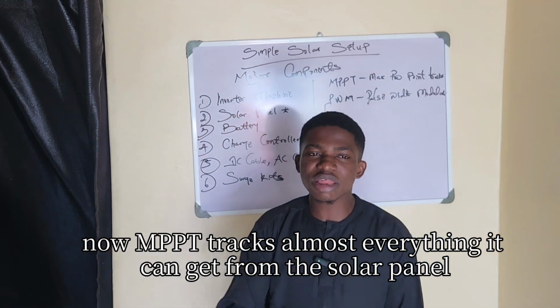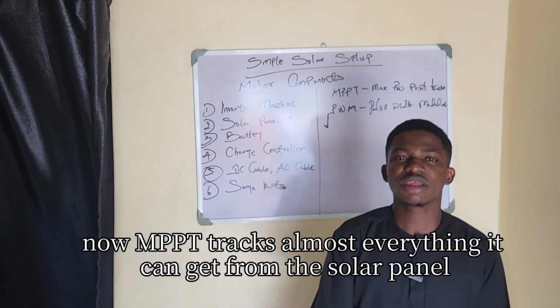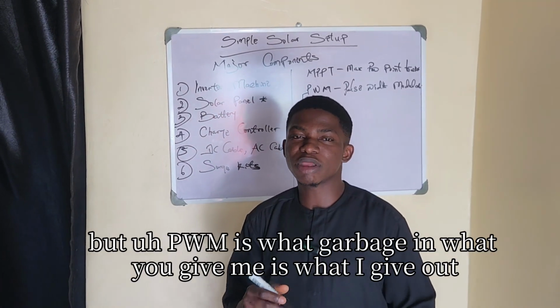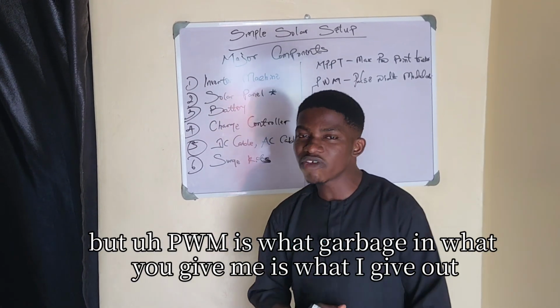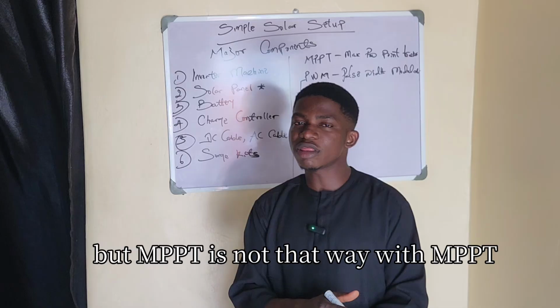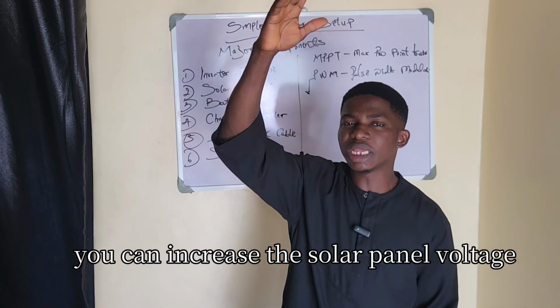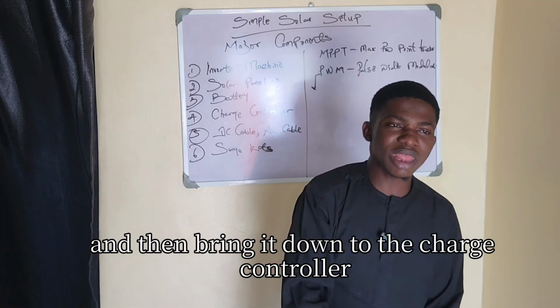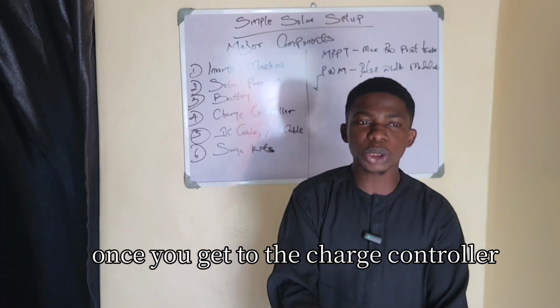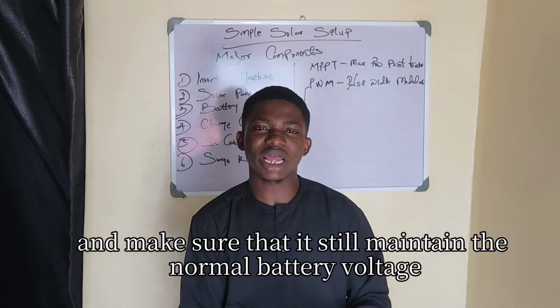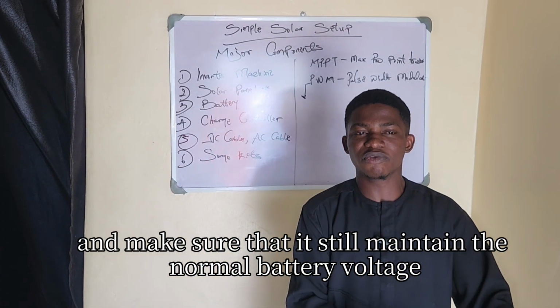Now MPPT tracks almost everything it can get from the solar panel, but PWM is what? Garbage in, what you give me is what I give out. But MPPT is not that way. With MPPT, you can increase the solar panel voltage and then bring it down to the charge controller. Once it gets to the charge controller, what it does is work its magic and make sure that it still maintains the normal battery voltage.